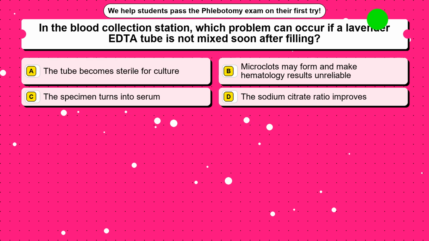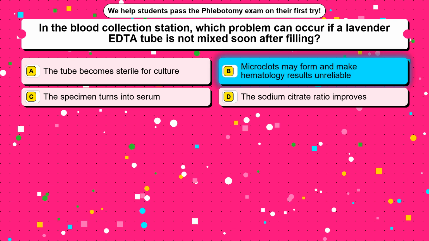Question 24. In the blood collection station, which problem can occur if a lavender EDTA tube is not mixed soon after filling? Option A. The tube becomes sterile for culture. Option B. Microclots may form and make hematology results unreliable. Option C. The specimen turns into serum. Option D. The sodium citrate ratio improves.